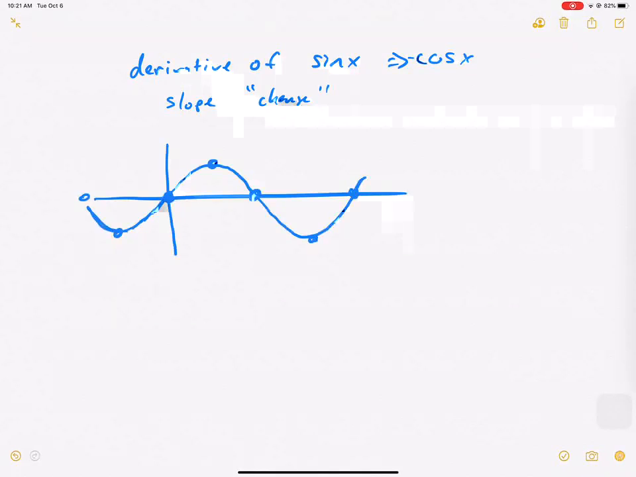Is it negative cos or positive? This is the derivative of sine becomes negative cosine. But what I'm drawing right now is just a regular sine graph.